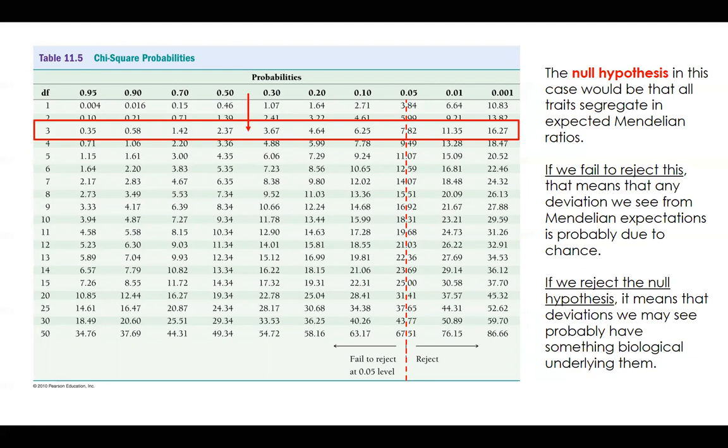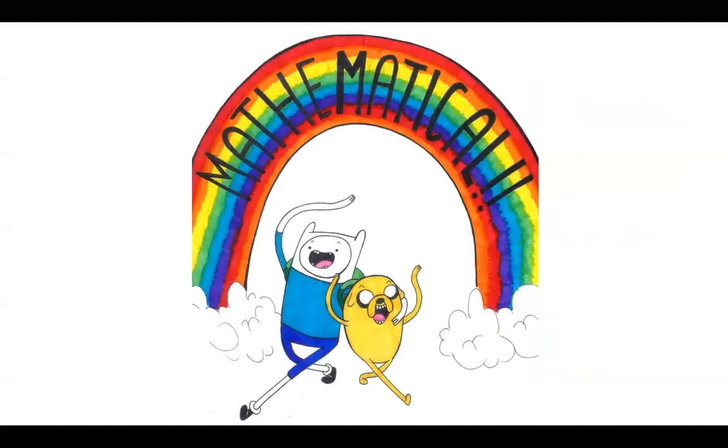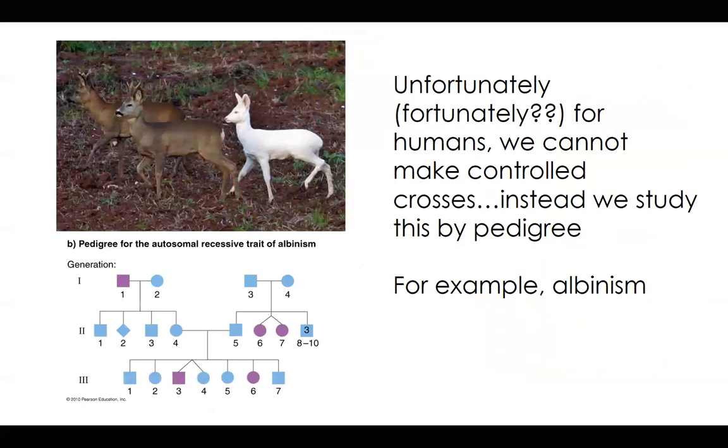Okay, so we'll be using the chi-square test a few times in later chapters as we start talking about linked genes. Okay, so mathematical, man. All right, so the last sections that we're going to be talking about are going to be pedigrees. So we've seen these before in the paper we read on the first day of class, which we'll be revisiting.